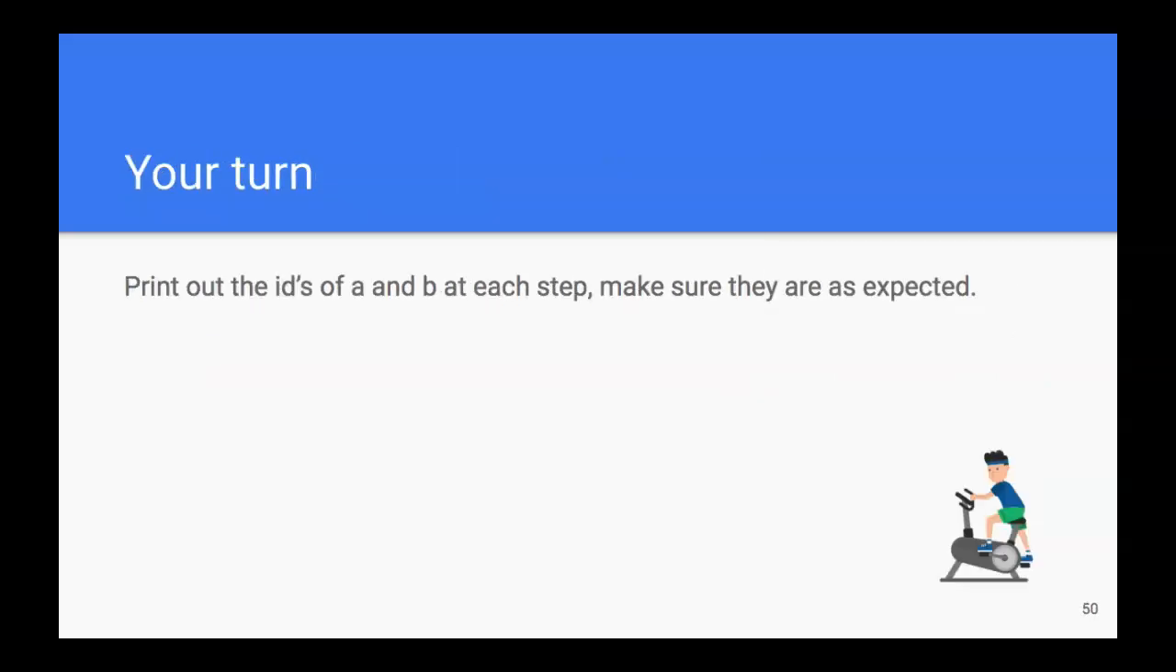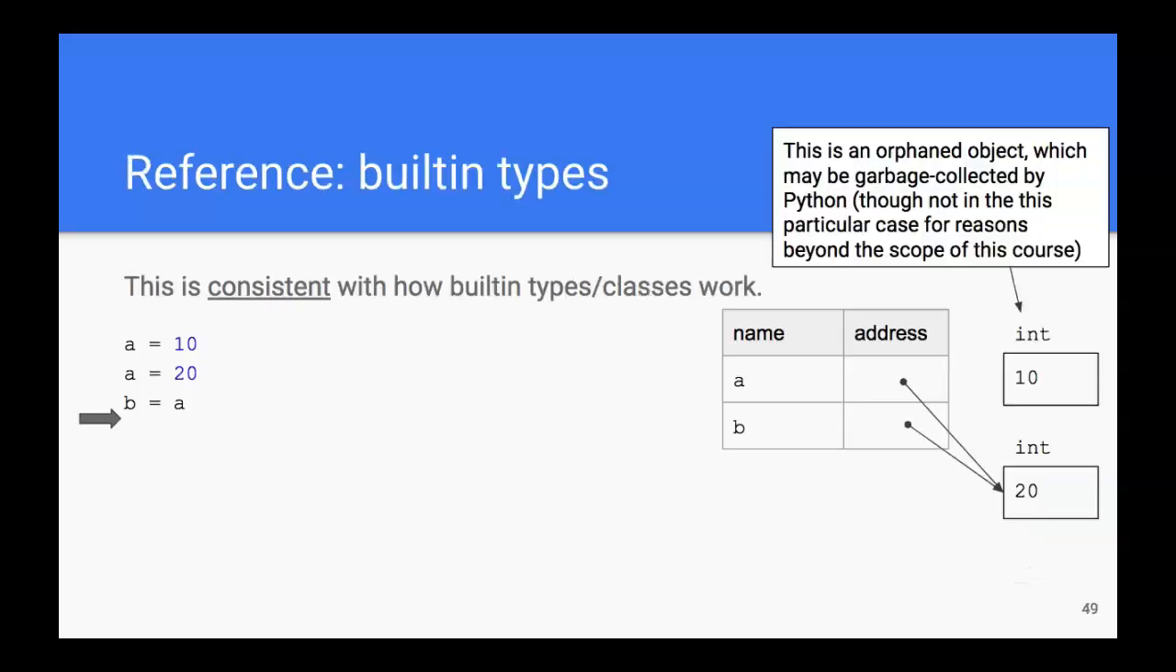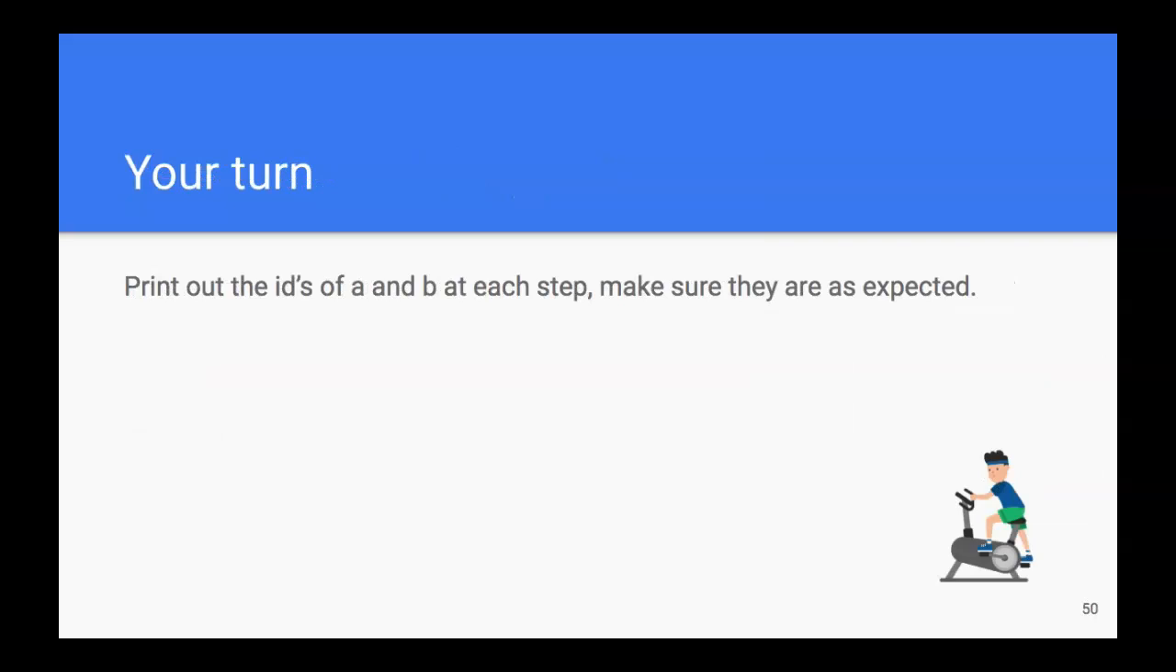All right, so here's a little exercise for you. Even though I told you all these things, you should verify that what I just told you is true. After every step, print out the ID of a, and then print out the ID of a and b, and make sure those IDs are consistent with what you would expect, given what I told you just now. So go ahead and give that a try.